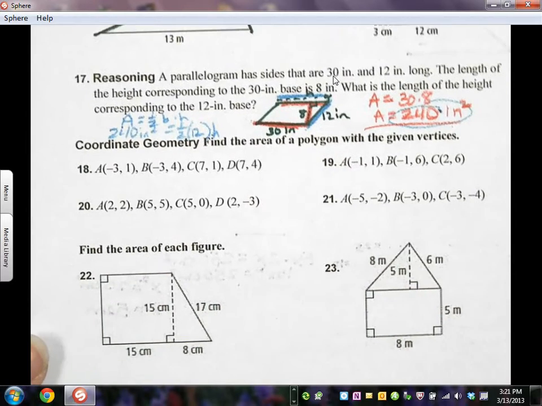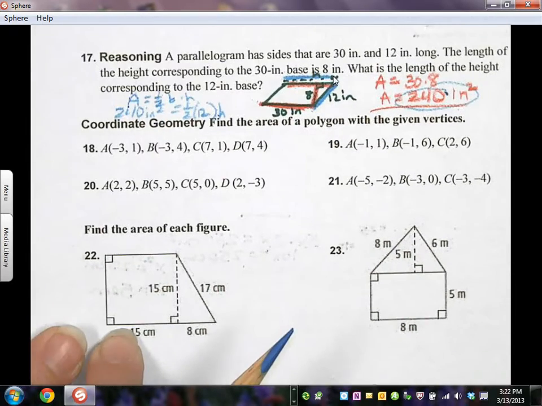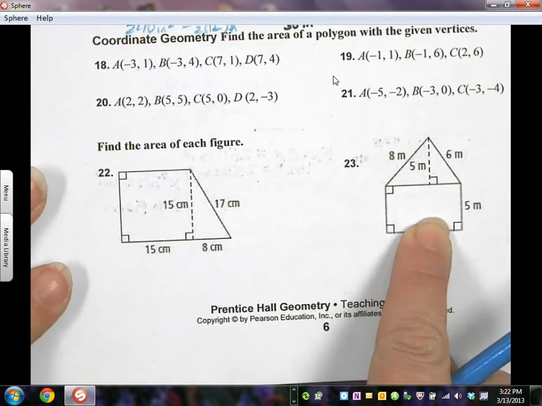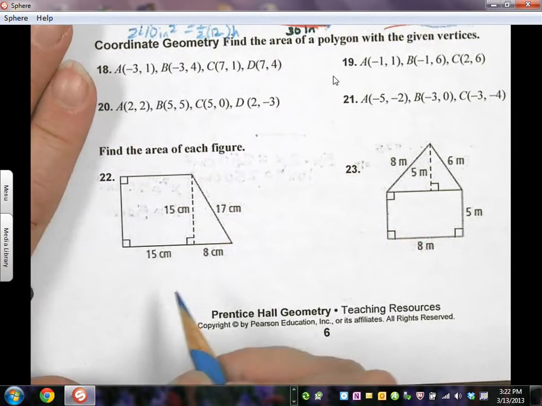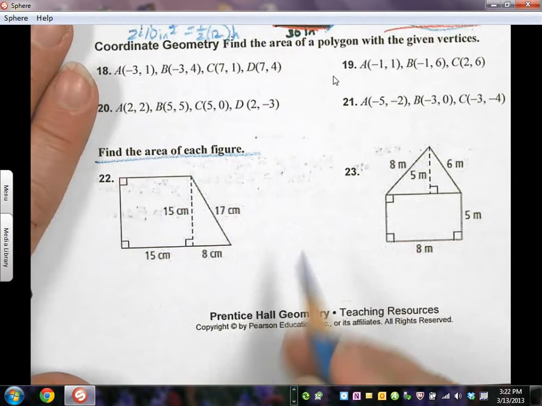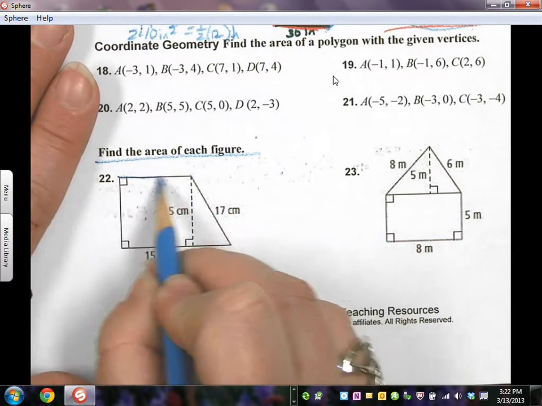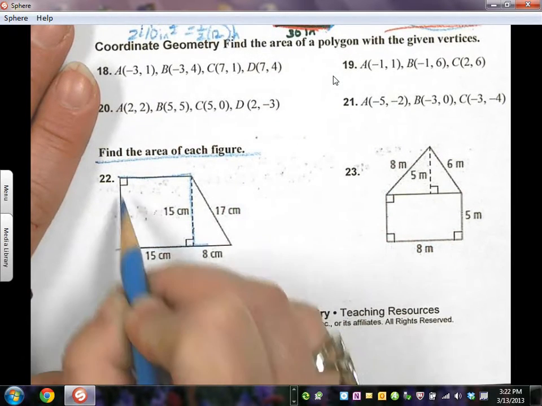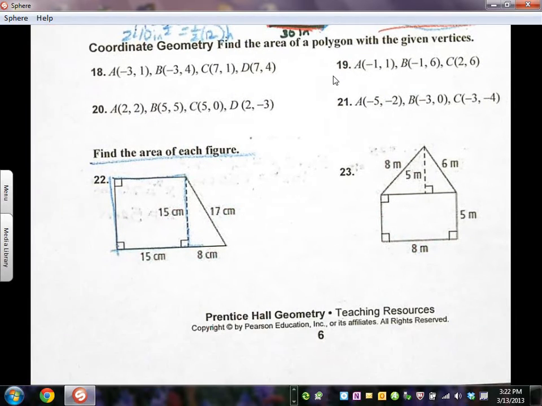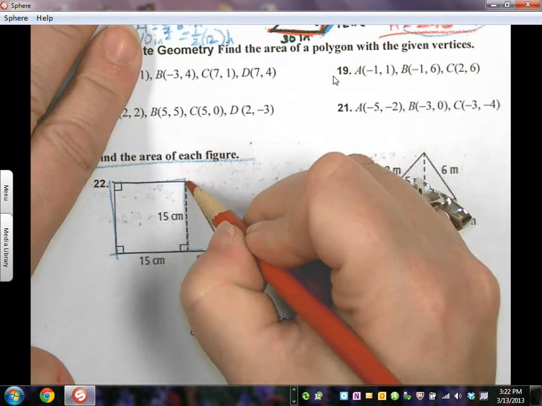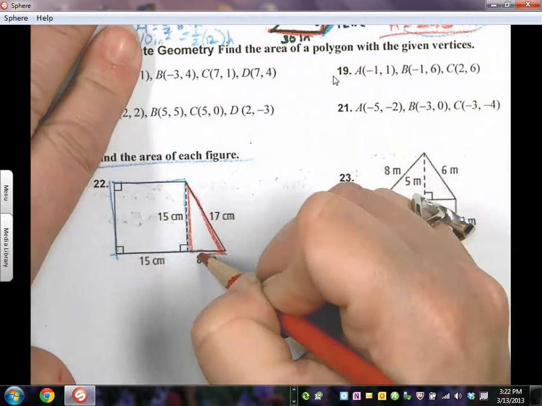And while she's doing that, let's go down here and look at 22 and 23. In 22, it wants us to find the area of each figure. Well, I have two shapes. I have this blue shape, and I have this red shape. Thank you, Angie.